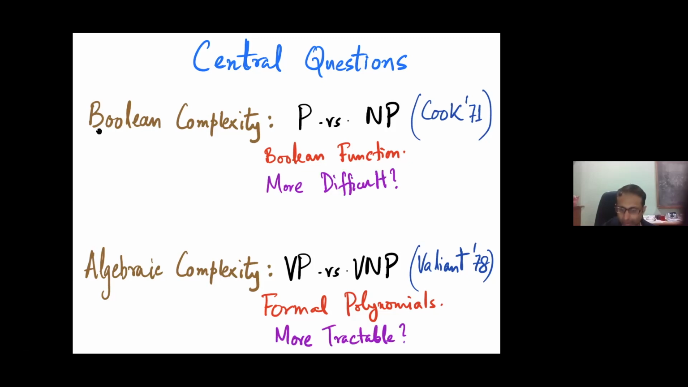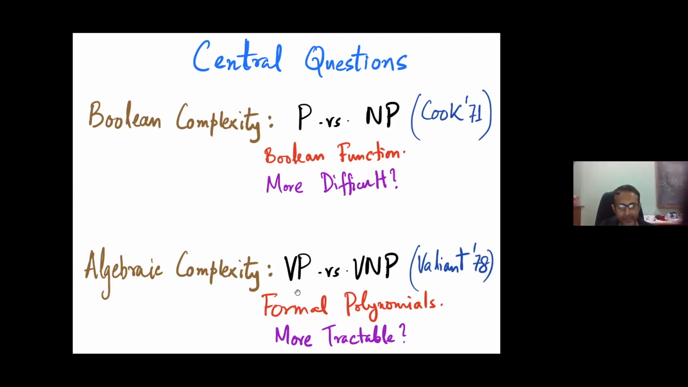And so it seems that this question, the question about separating VP from VNP, by the way, are you able to see my mouse? I intended to use it as a pointer. Yeah, we can see it. Okay, great. So, all right.